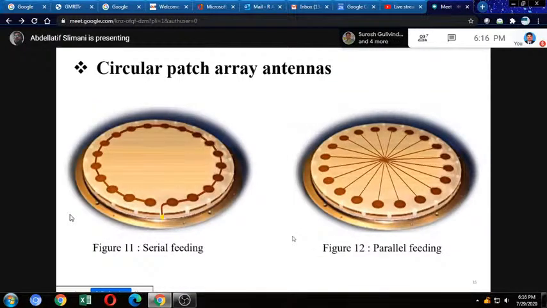For circular patch array antennas, another example. In figure 11, we have serial feeding. We have the excitation and one single feed line used to power all antenna elements. For figure 12, we have parallel feeding. At the center of our array antenna, we have the excitation, and each antenna has a single feed line used to power this antenna element.